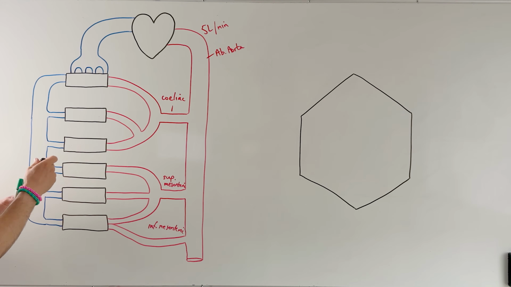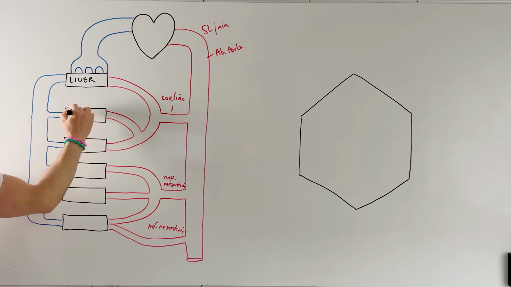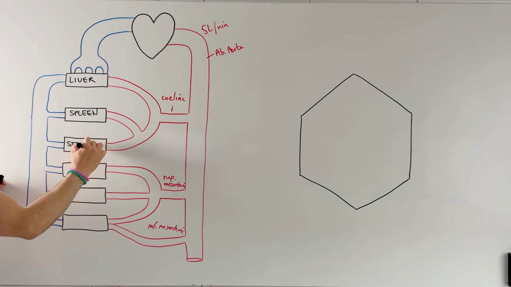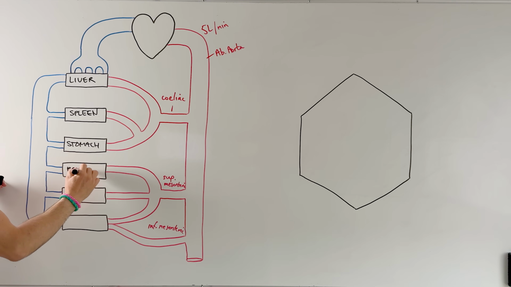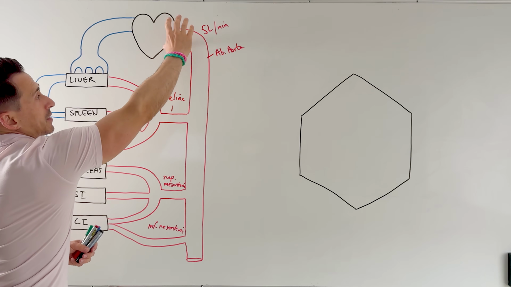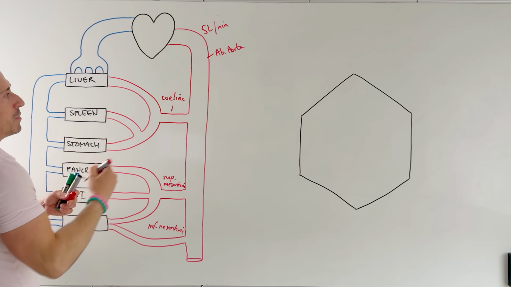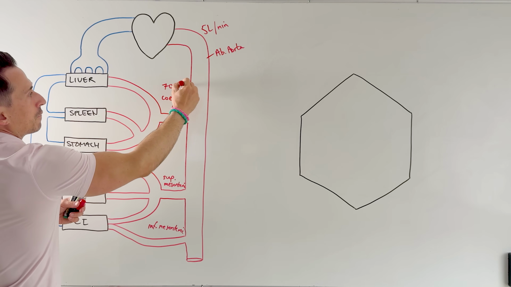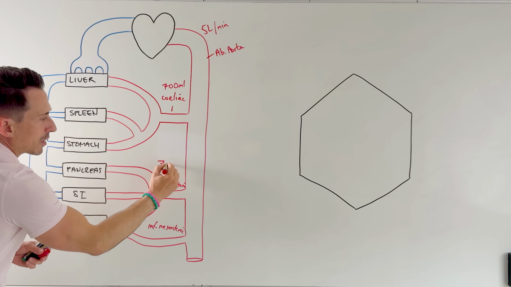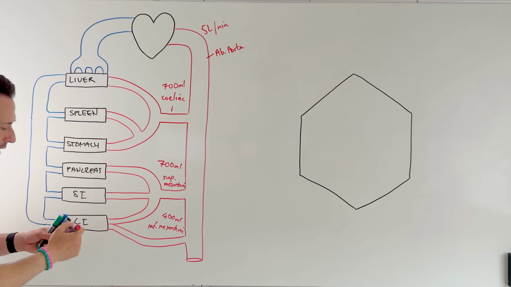What organs are they feeding? Well, they're sending this nice oxygen-rich blood to the liver, to the spleen, to the stomach, to the pancreas, to the small intestines, and to the large intestines. And of this 5 liters of blood entering the abdominal aorta, around about 700 mils will go via the celiac trunk. Around about 700 mils will go via the superior mesenteric, and around about 400 mils will go into the inferior mesenteric.